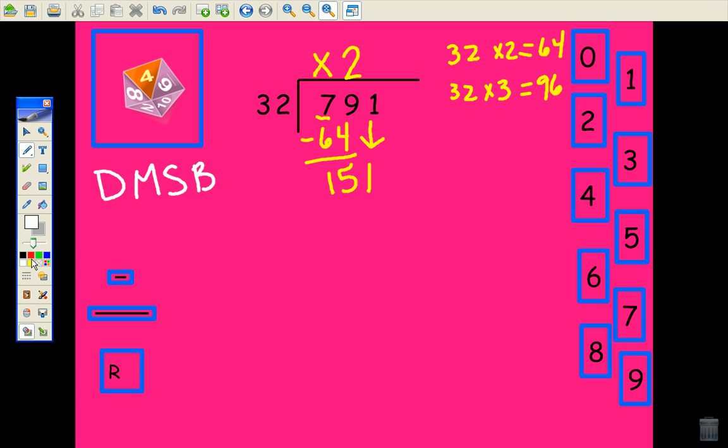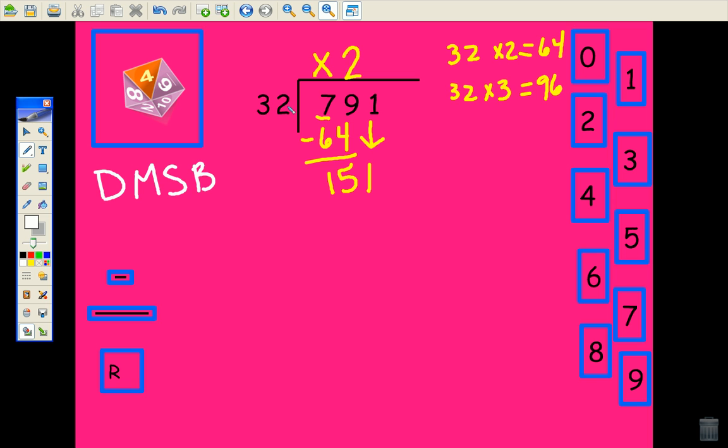Remember, it's okay to do some work on the side to help you figure out how many times a number is going to go in. That means how many times is this number divisible by this number. You're going to be checking. It's okay to do some work to the side to help you out.